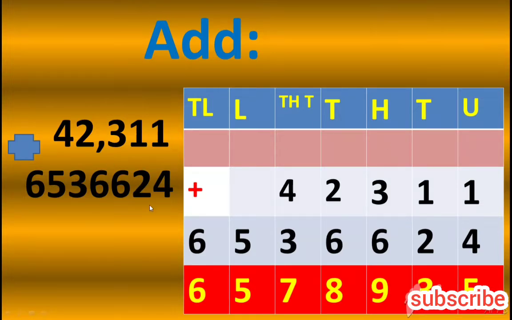So 5 is written in the bracket of lakh. 3 is placed on 10,000. 6 is placed on 1000. Next 6 is placed on 100. 2 is placed on tens and 4 is placed on unit.